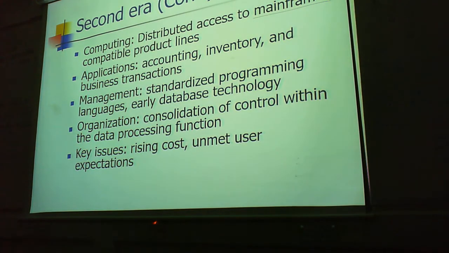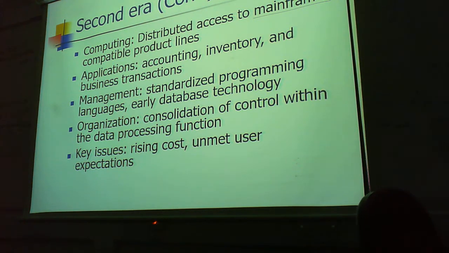Okay, so the second era of the generations moving through IT, we see basically computers being used in more business information system context, okay? Management, standardizing programming languages and early database technology. When you develop a new technology, it's important to make standards for it and get the fundamentals out of the way, and that's what they were doing. Consolidation of control and processing data.